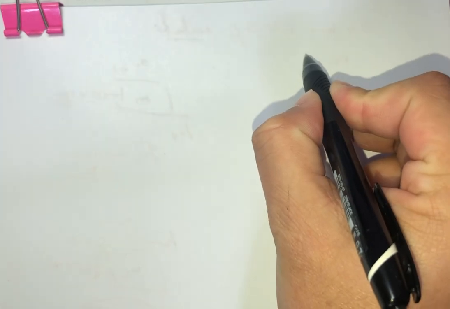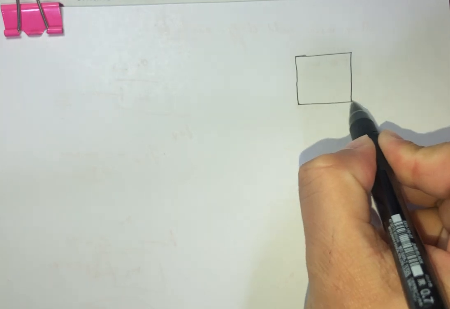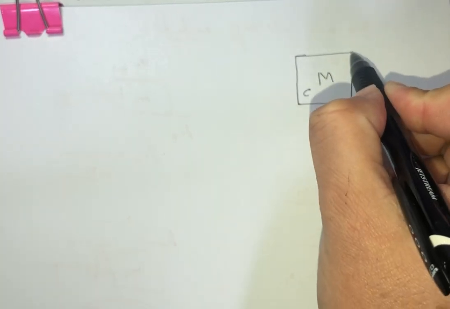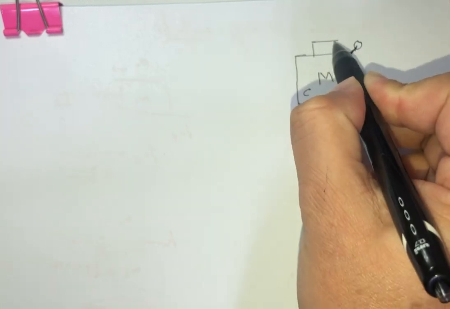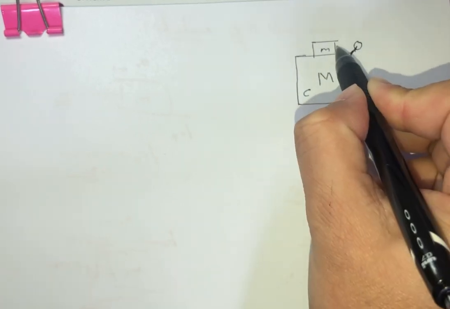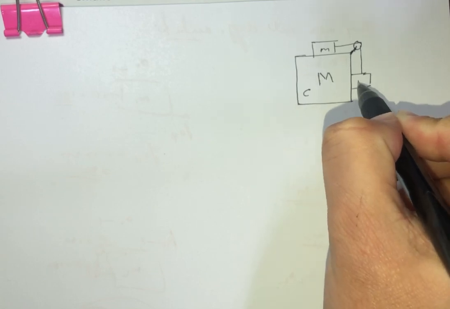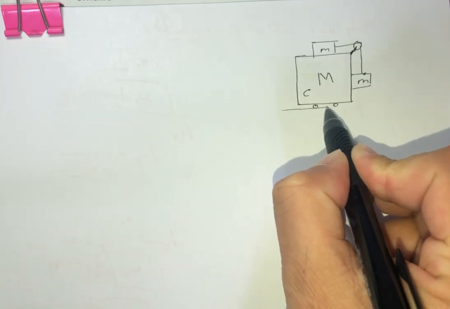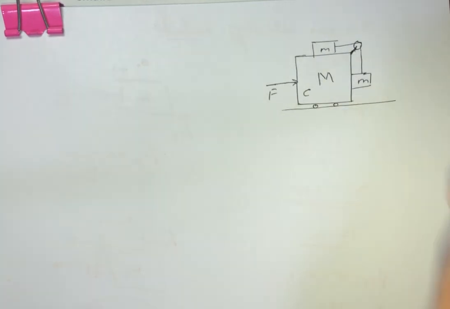So the figure is something like this. This is a bigger block called C. Its mass is capital M, and we have two blocks of mass small m which are connected with a string like this. And force F is being applied on the bigger block.